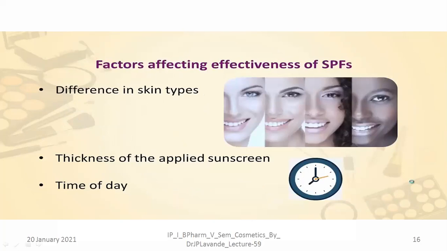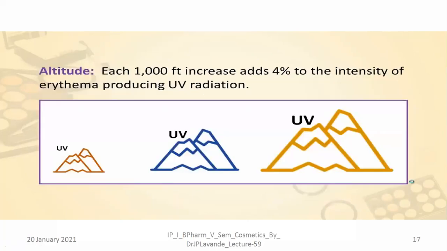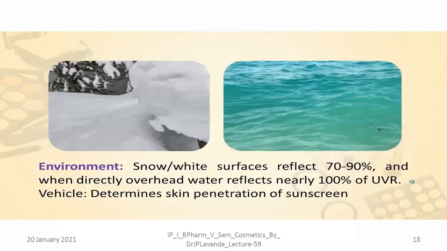So the factors affecting the effectiveness of SPF will depend on the different skin types, the presence of melanin, the thickness of the applied sunscreen, and the time of the day. If you see the altitude, each 1,000 feet increase adds 4% to the intensity of the erythema producing UV radiation. So again, the altitude is most important.